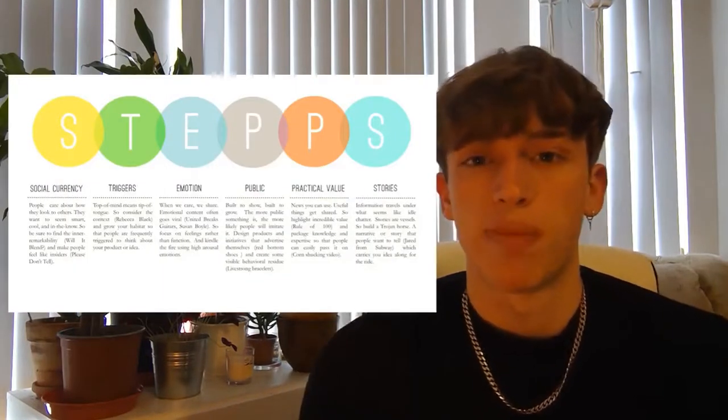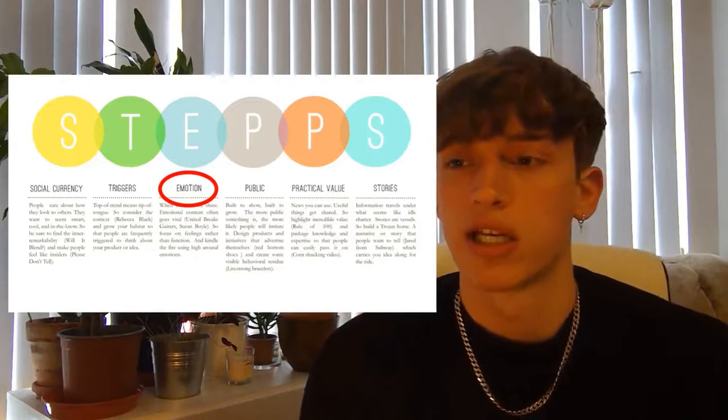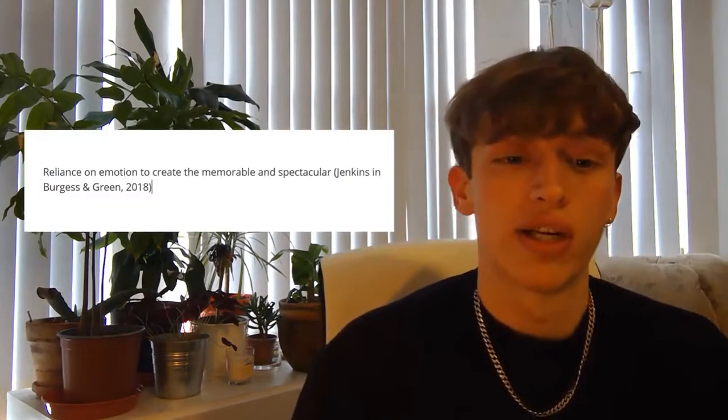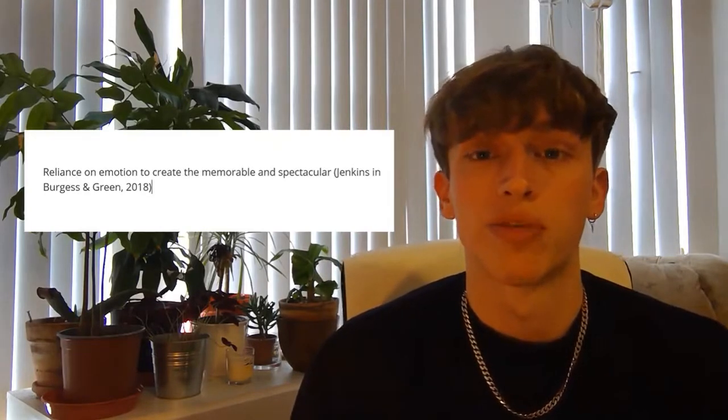But I think, to me anyway, the most important characteristic that Berger highlights as part of his STEP system is the element of emotion. I think emotion has the power to make us share, like, and comment more. And I think that you want to have the most high psychological arousal as possible. And I think even feeling absolutely terrible after watching a video is more likely to make you share it than if you watched a video where you just felt impartial. As Jenkins states, there is a reliance on emotion to create the memorable and the spectacular.